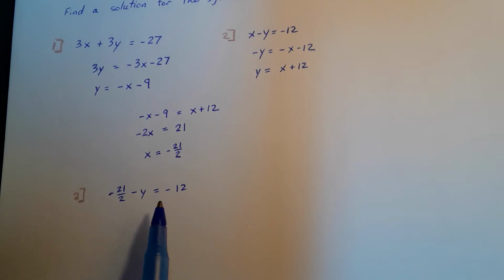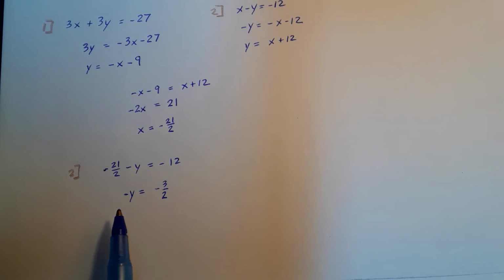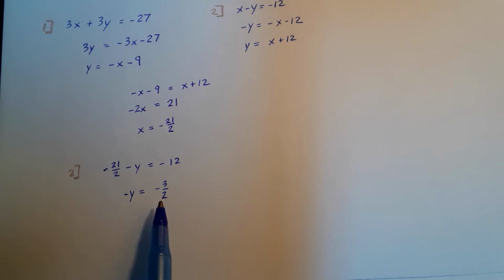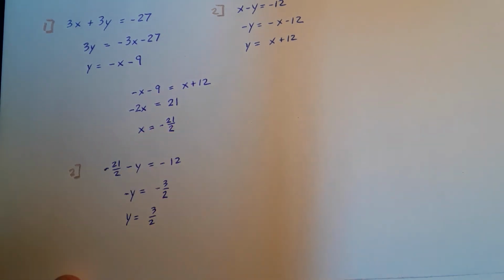I've chosen to work with equation 2 from the original problem, and I've substituted my x in for the original x. And so now I have a one variable equation where y is my unknown, and I'm just going to solve this for y. So the first thing I'm going to do is add 21/2 to both sides so that I can have this negative y by itself. So I have negative y equals -3/2, and again, we need to have y be positive, so I'm going to multiply both sides by -1 so that I have y equals 3/2.